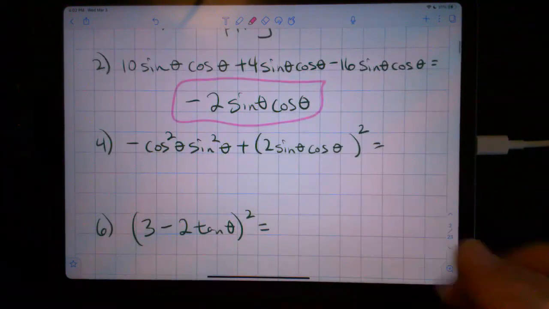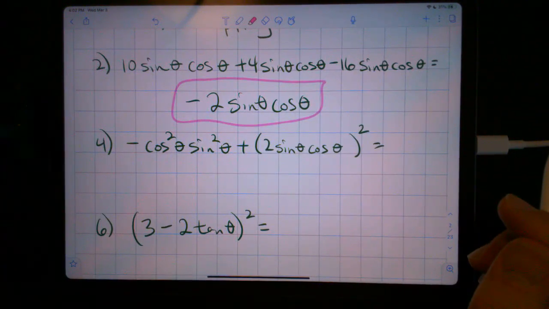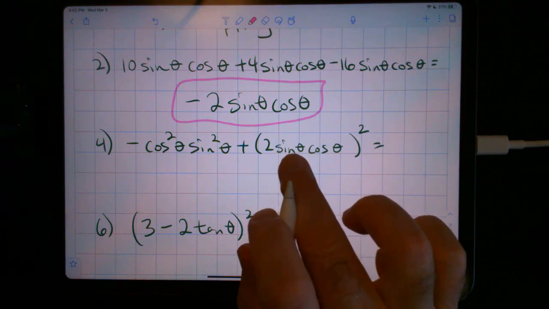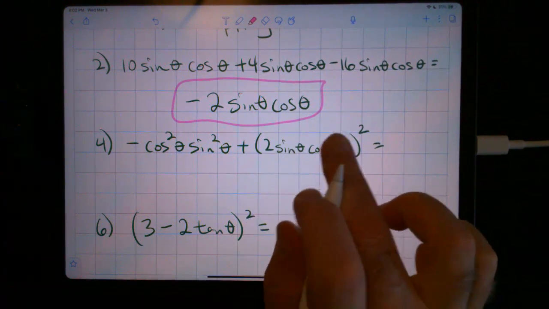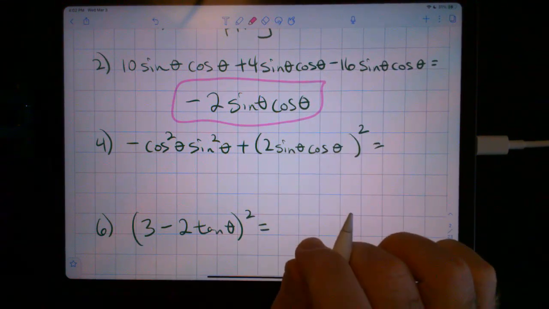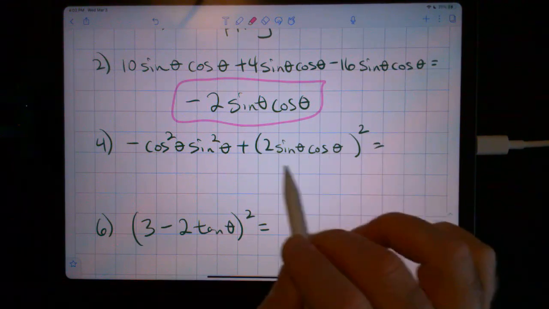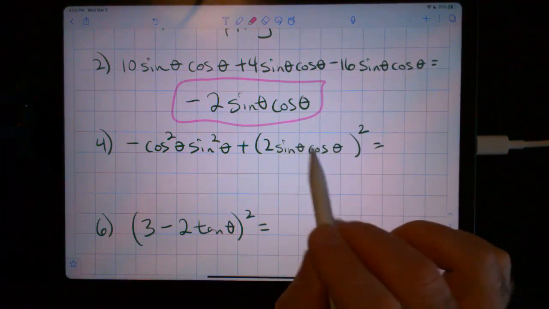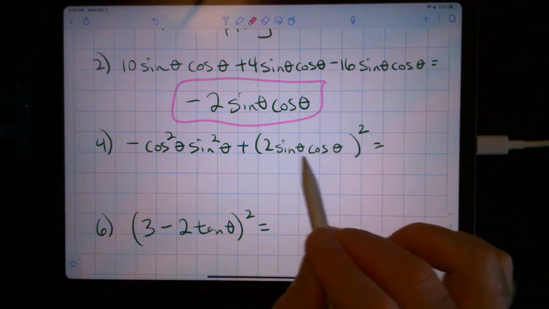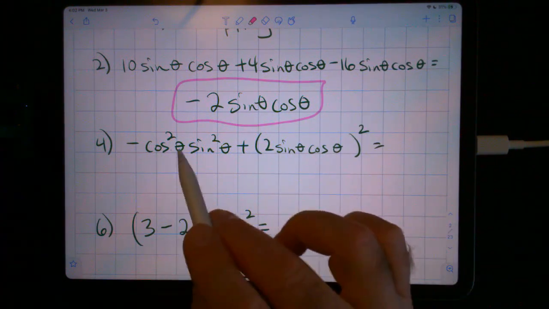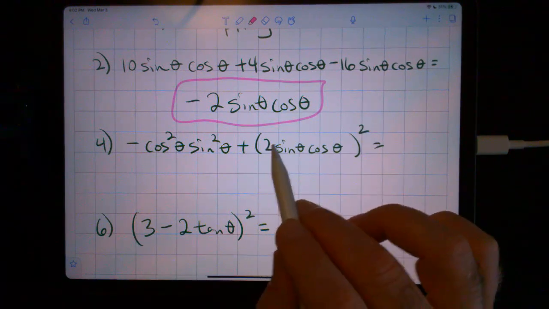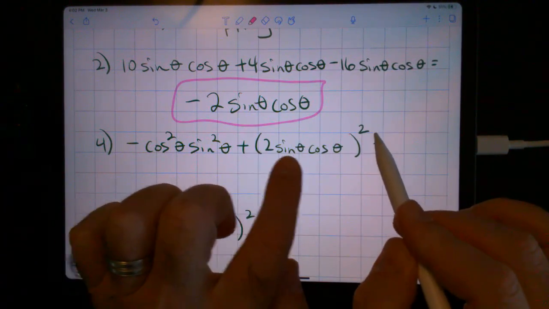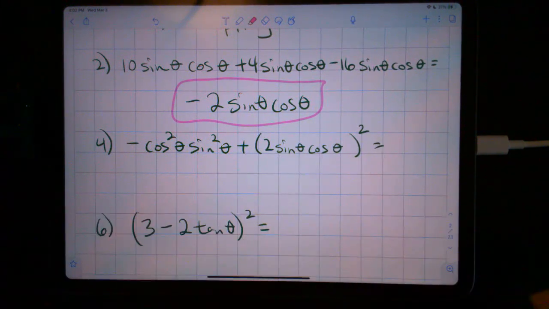Okay. This one here, again, that sine theta, we can treat as a variable. Cosine theta, we can treat as a variable. So there's no adding or subtracting going on in these parentheses. So I can just square the 2, square the sine, square the cosine, and then subtract this. So this will be 4 times sine squared times cosine squared.